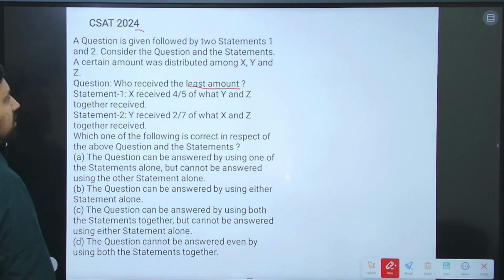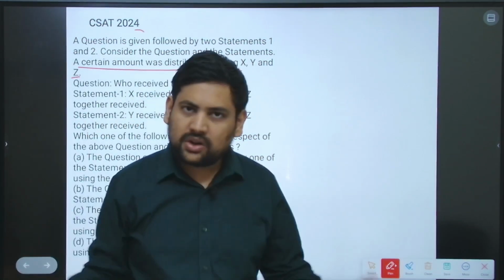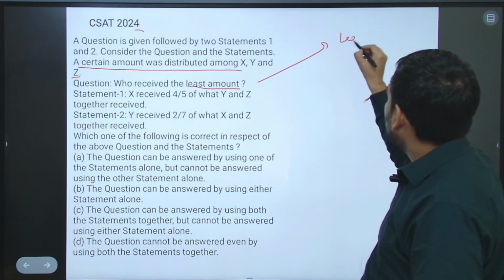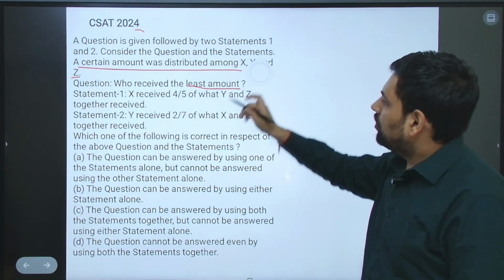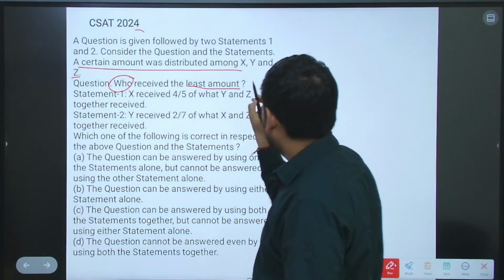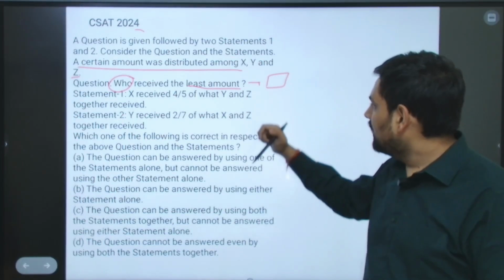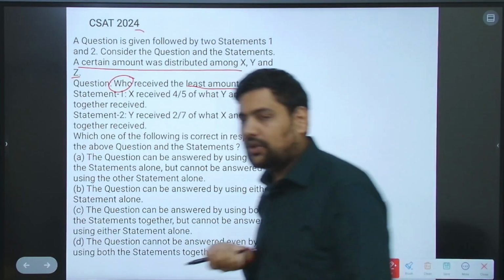A certain amount was distributed among x, y, z. Now it is asking you who got the least amount. So you need to tell me who basically got the least amount. Who means there should be one of them, x, y, z, that I can definitely fill here, then it is sufficient, otherwise not. Now let's get started.